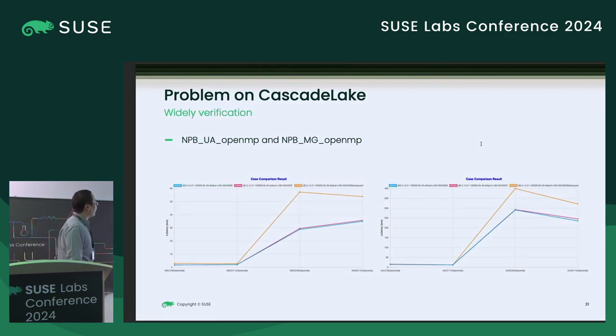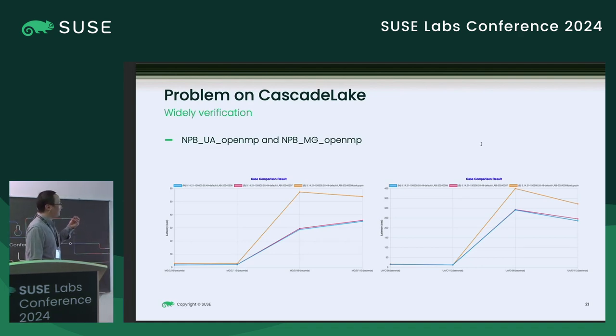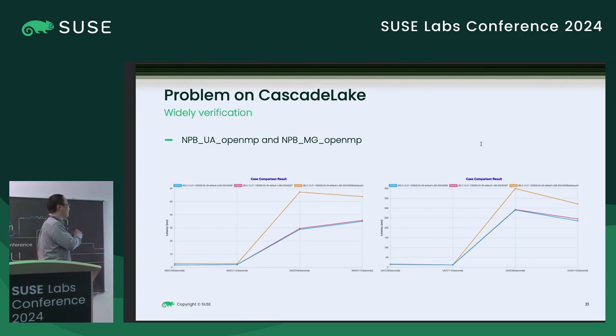After we finished the automation, we ran more tests. This is MPB, UA, OpenMP, and MG. Yellow is bad, blue is bare metal, red is virtual machine. So the result is very good on CascadeLake. Currently our automation can automatically detect vcpupin, so the automation works well on Skylake and CascadeLake, two-socket and four-socket systems.